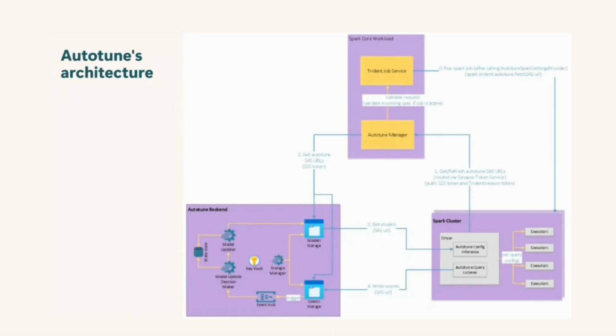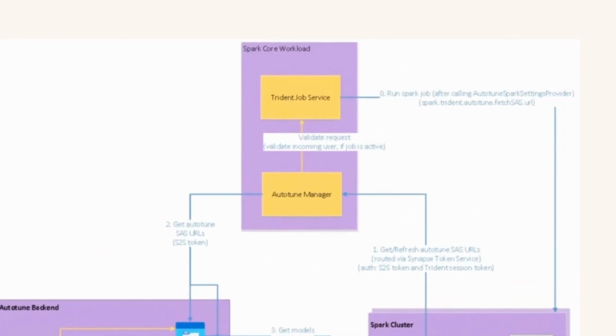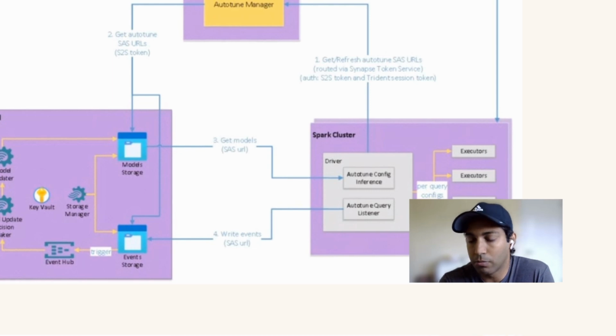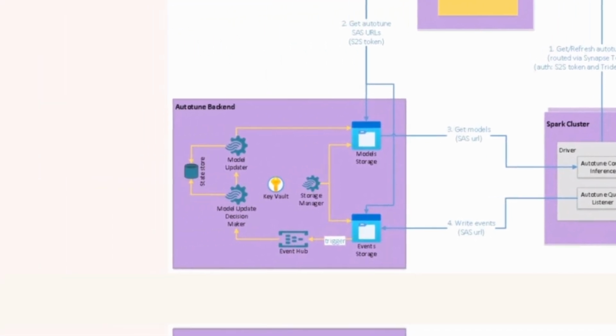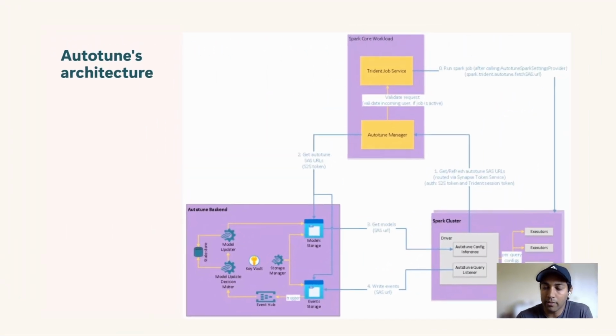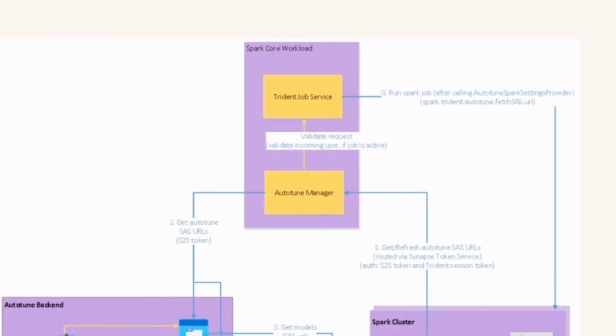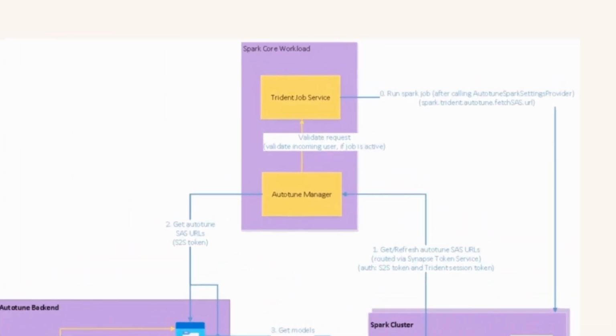Now that you've seen where Autotune fits into query planning and execution, this is a high-level architecture diagram of Autotune. What we have here is something called a Spark core workload on the top, the Spark cluster at the bottom right, and the Autotune backend at the bottom left. So as a user, when you come into Fabric and start a notebook or submit a Spark job definition, all of these requests land on what we call a Spark core workload, and specifically a component called a Strident job service, shown in yellow at the top.